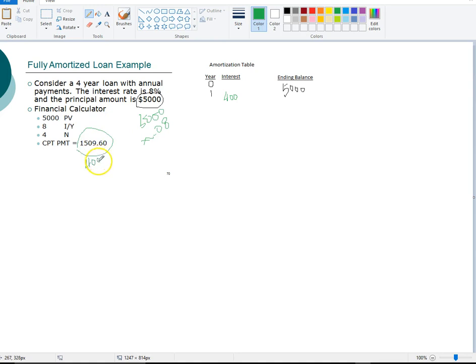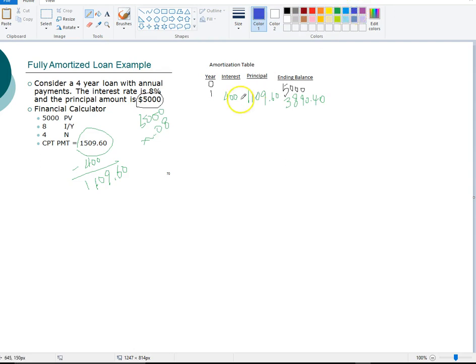So out of that, $400 is considered interest, and therefore $1,109.60 will be considered principal. So our principal amount is $1,109.60. And remember that last year we owed the bank $5,000, but now we have paid off $1,109.60. So we'll subtract that from our ending balance. So our new ending balance at the end of year one is now $3,890.40. I encourage you to pause the video and repeat this calculation on your own.